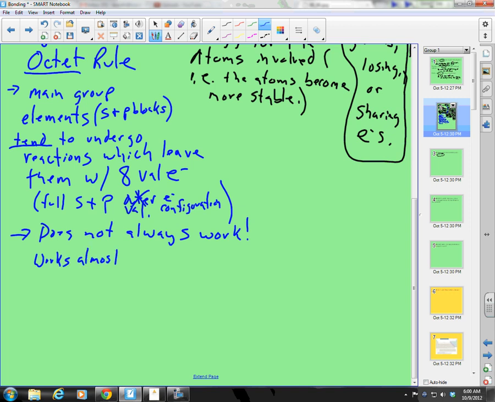Works almost always with, sorry about that. Let's clean that up. With carbon, nitrogen, oxygen, and fluorine. Okay, these guys almost always want 8 valence electrons when they're done. Rarely, it works rarely with these guys.